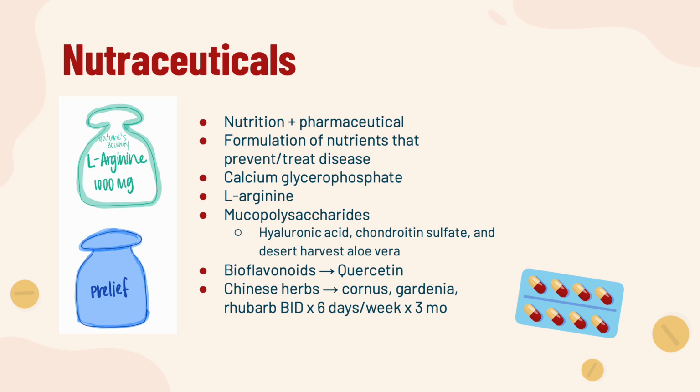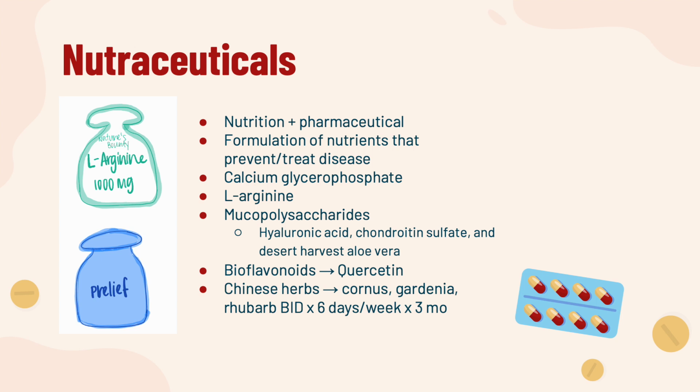Let's delve more into the types of nutraceuticals available. Nutraceutical is a combination of the words nutrition and pharmaceutical. They are a formulation of nutrients that prevent and treat disease. Calcium glycerophosphate, also known as Prelief, reduces titratable acids in foods. L-arginine works by increasing nitric oxide, which can work as an antibacterial and smooth muscle relaxant.